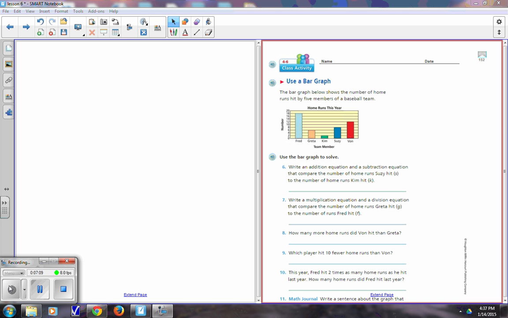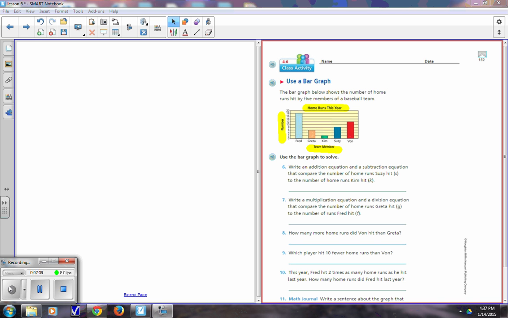So how do we read a bar graph? Well, these are the important things. I'm going to show you real quick. The important things are, here's the title. Then you have the team members' names and how many home runs. So it looks like the lines are by 2s, so that makes it a little easier for us to know how to read this bar graph. So let's read number 6.